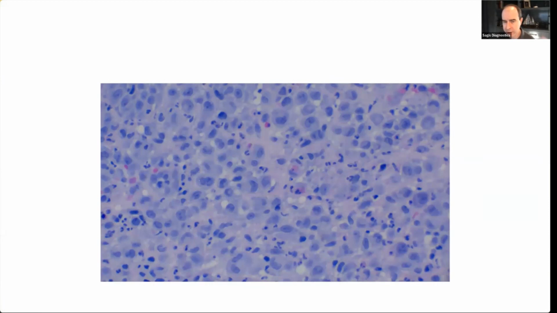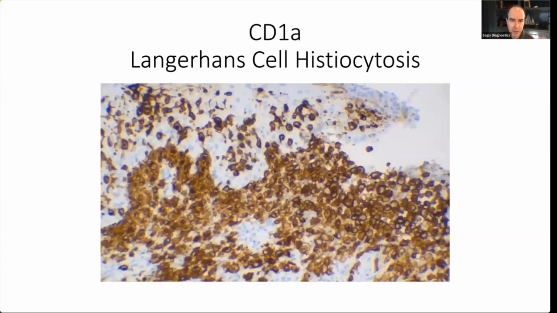So, but those could be macrophages, those could be Reed-Sternberg cells, they could be melanocytes. That could be a melanoma. But using our immunostains, we throw on CD1A and they are positive. So this is Langerhans cell histiocytosis. And here's the epidermotropism that's showing up much better now.